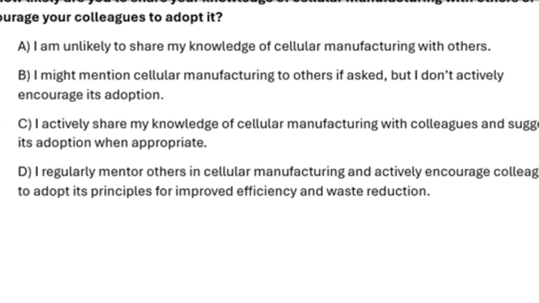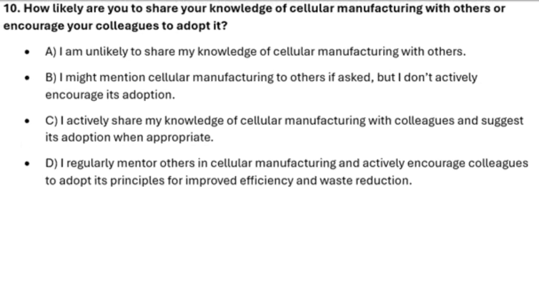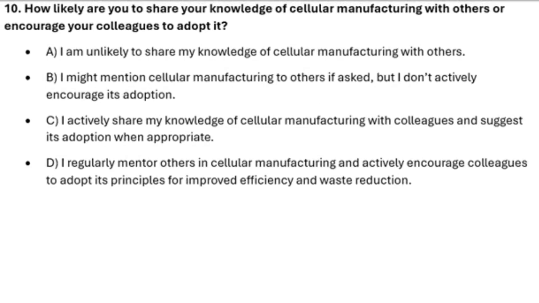10. How likely are you to share your knowledge of cellular manufacturing with others or encourage your colleagues to adopt it? A. I am unlikely to share my knowledge of cellular manufacturing with others. B. I might mention cellular manufacturing to others if asked, but I don't actively encourage its adoption. C. I actively share my knowledge of cellular manufacturing with colleagues and suggest its adoption when appropriate. D. I regularly mentor others in cellular manufacturing and actively encourage colleagues to adopt its principles for improved efficiency and waste reduction.